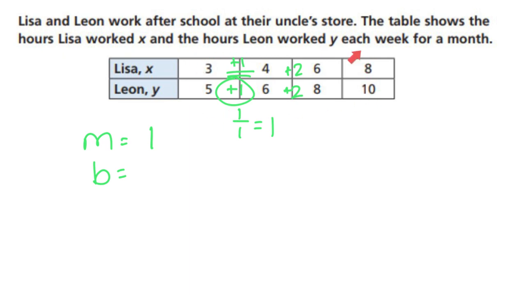But if I go from 3 to 8, I'm also increasing by 5. And 5 divided by 5 is still 1. So it does not matter which 2 you use. You're still going to get the same slope if it's linear.